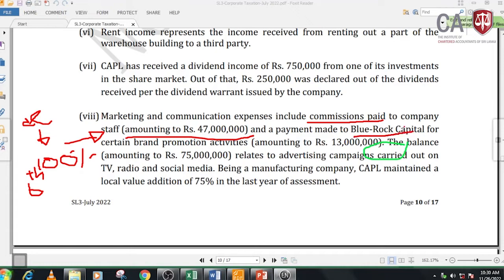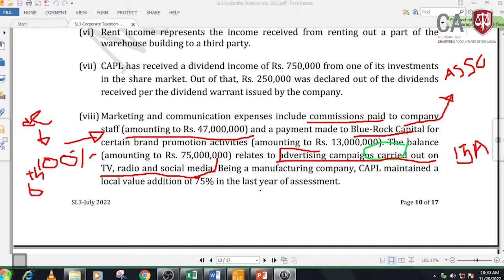I have explained to you, Blue Rock Capital, when it comes to shareholding structure, this is associated person. Then this is in my shareholding, this is associated person. The balance amount, the 75, relating to advertising campaigns carried out on TV, radio and social media. Then these are the mass media advertising. It's in the definition of the marketing and communication expenses under section 15A.